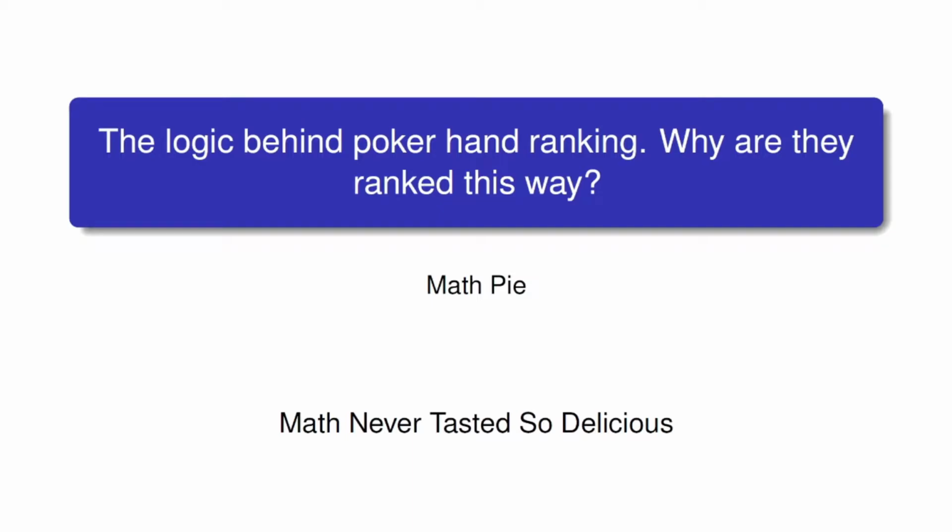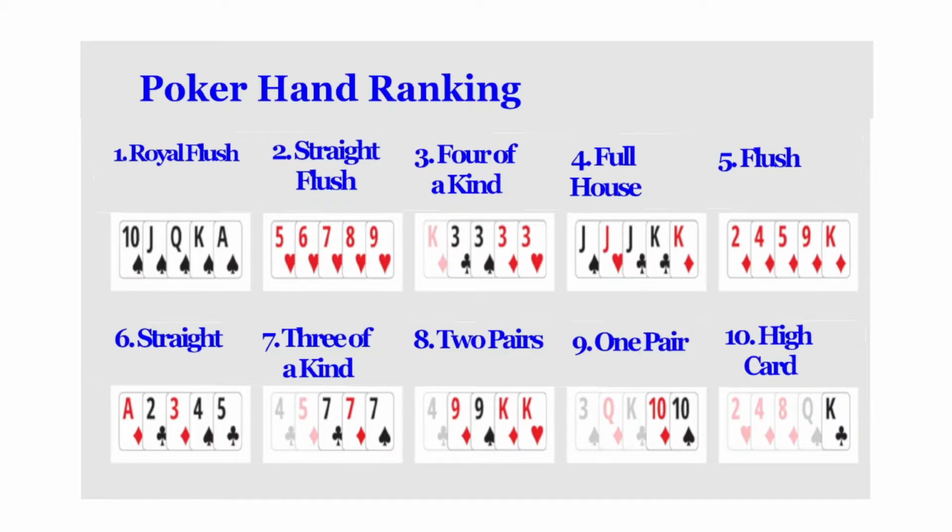Today we're going to talk about the logic behind poker hand ranking. Why are they ranked this way? In a poker game, they are ranked as follows. The best poker hand is, well, a royal flush, followed by a straight flush, and then four of a kind, full house, flush, straight, three of a kind, two pairs, one pair, and then finally high card.